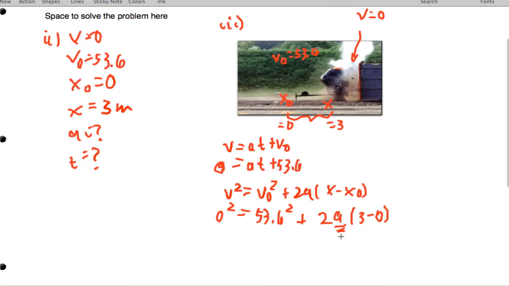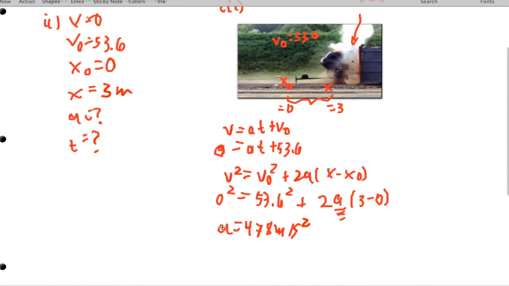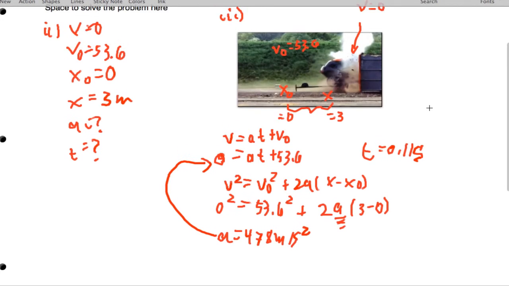A is my unknown. I can actually solve for it. I'm going to get about 478 meters per second squared. I'm not going to do that algebra for you. That is something that you need to do by plugging in the numbers. So it's about 478 meters per second squared using the numbers that I have. And then what I can do is I can plug that number back into here, and I'll get a time of 0.11 seconds.